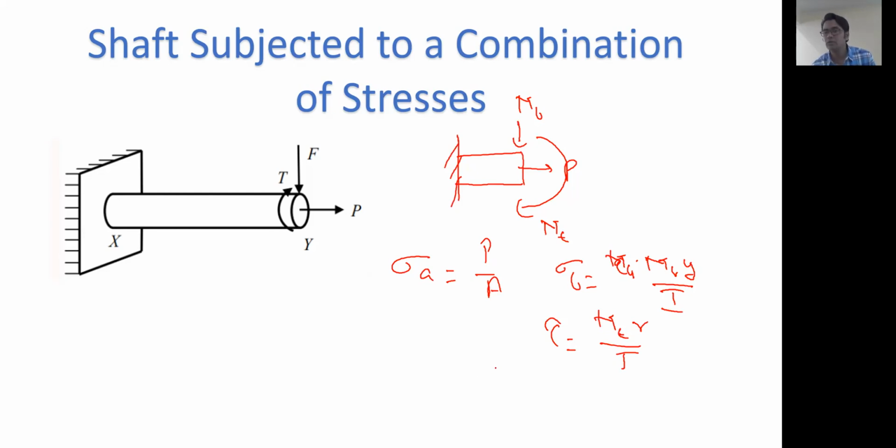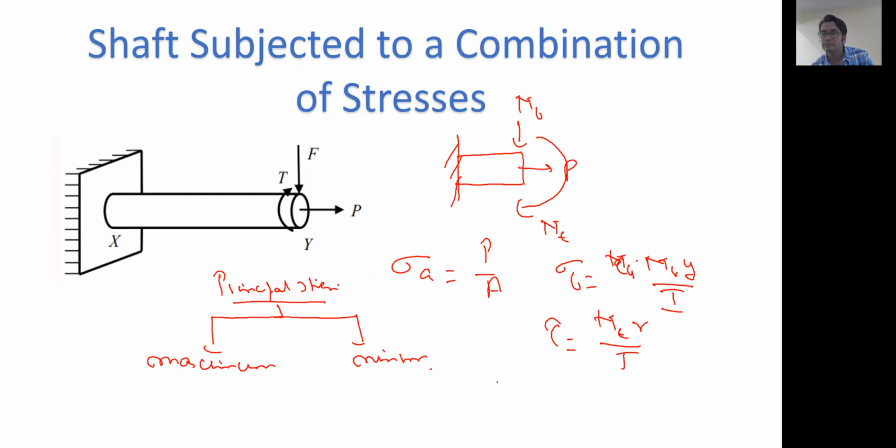In that case, I hope that you all have studied the principal stresses. So we will be having two principal stresses, one maximum and one minimum. Here we can have sigma A plus sigma B by 2 plus square root of (sigma A minus sigma B by 2) the whole square plus tau square xy.